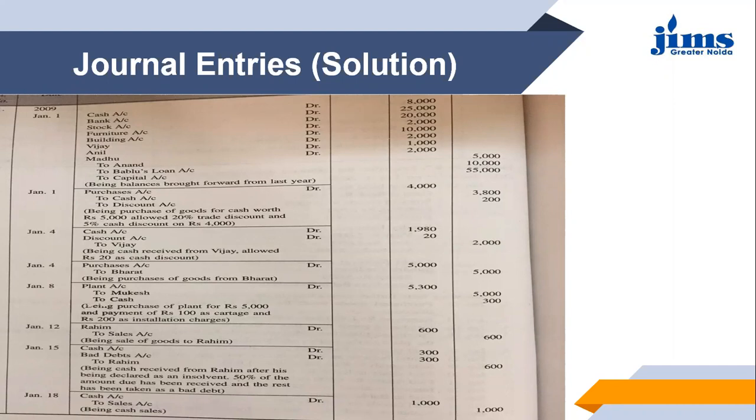So first is the opening entry. In the opening entry, you can see there are n number of accounts, like cash account, bank account, stock account, furniture account, building account, Vijay, Anil, Madhu, Anand, Babu, capital. So we have to prepare all these ledger accounts also. In one entry, you can see 8 to 9 accounts are there for the ledger accounts. So we have to prepare all these accounts.